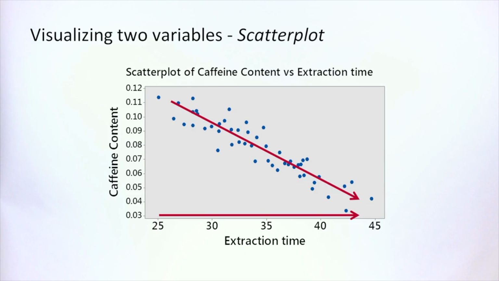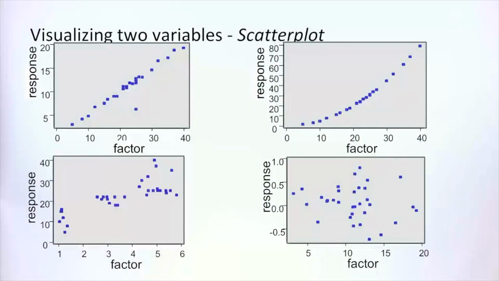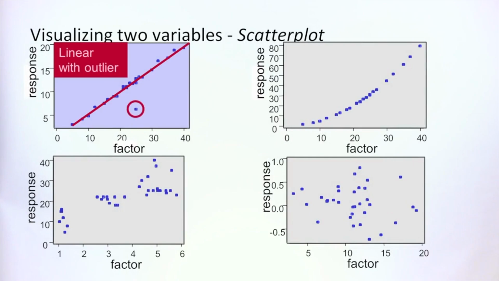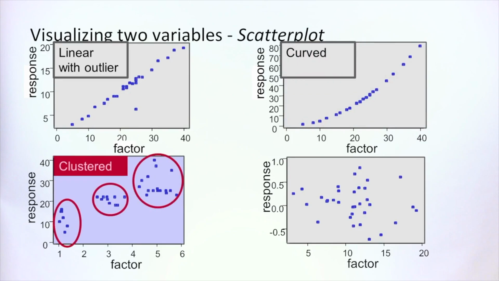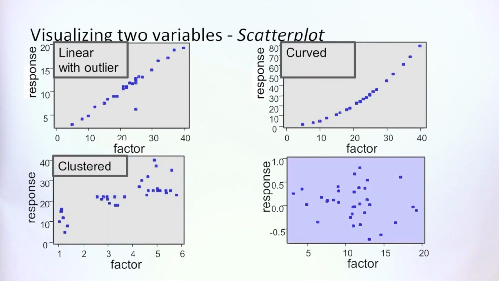Scatter plots can also look like this. You see that the first one has a linear relationship with an outlier. In the next plot, we see a slightly curved line of dots. This is indicative of a curved relationship. In the next graph, you see that the data points are clustered. And in the final scatter plot, we show data that is scattered all around. And therefore, the variables have no relationship.